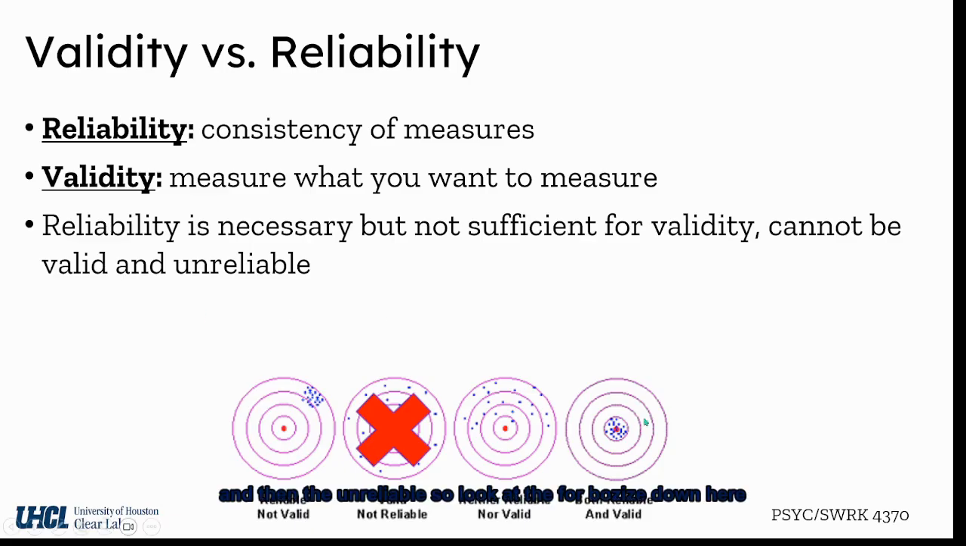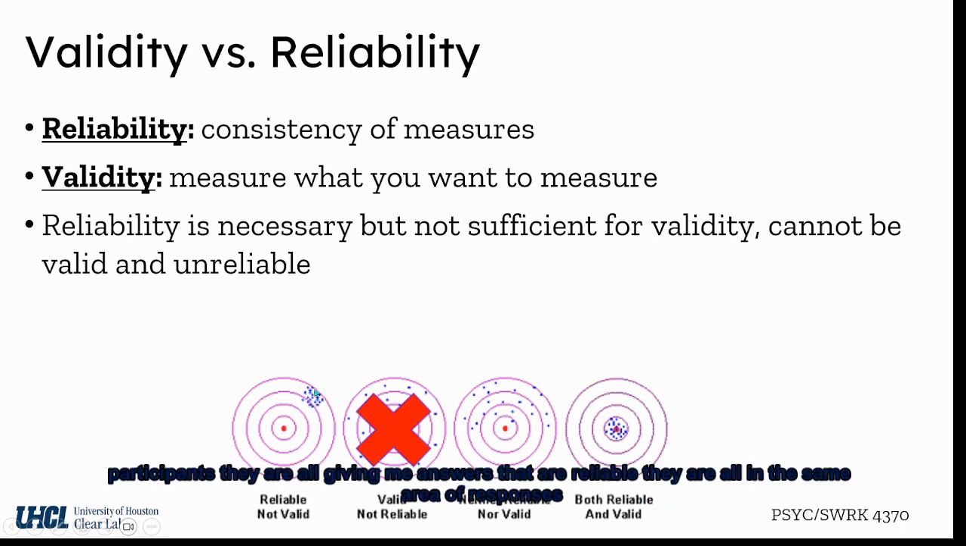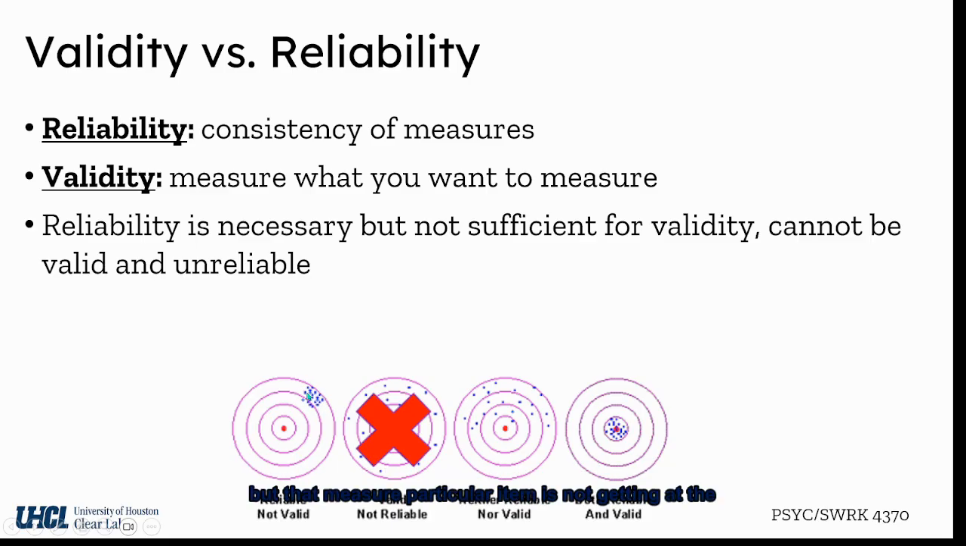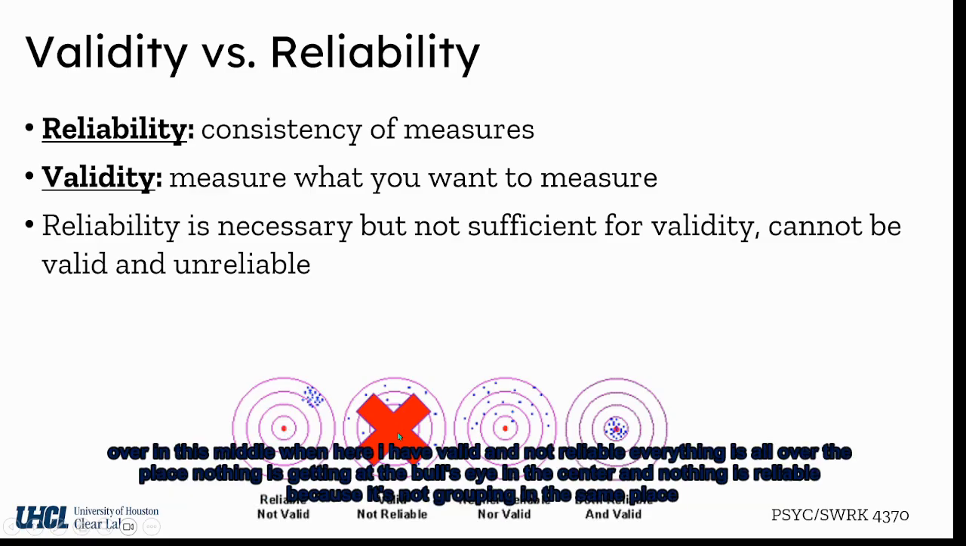So look at the 4 bullseyes down here. In the first one, I have reliable but not valid. So say I have a question that I'm asking to my participants. They are all giving me answers that are reliable. They are all in the same area of responses. But that particular item is not getting at the construct that I'm attempting to measure. So it's not hitting the bullseye there. Over in this middle one here, I have valid and not reliable. Everything is all over the place. Nothing is getting at the bullseye in the center, and nothing is reliable because it's not grouping in the same place.